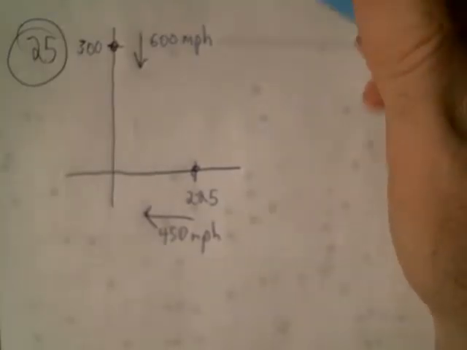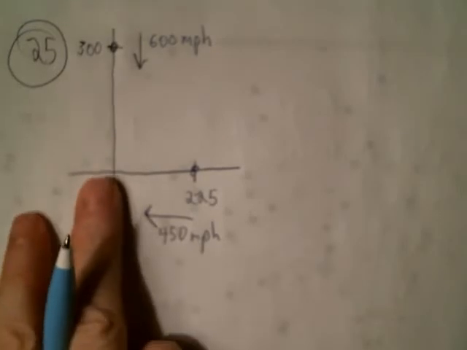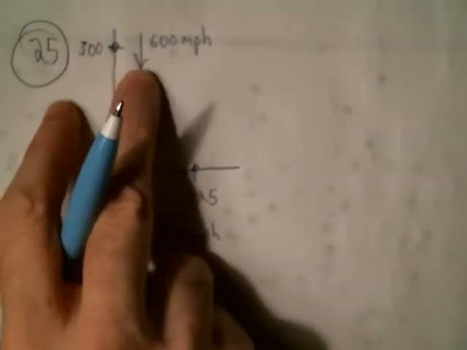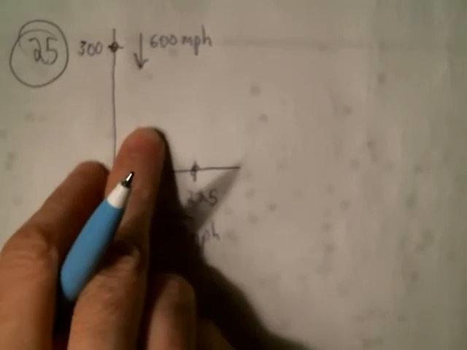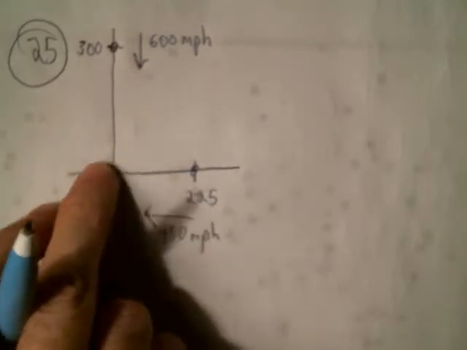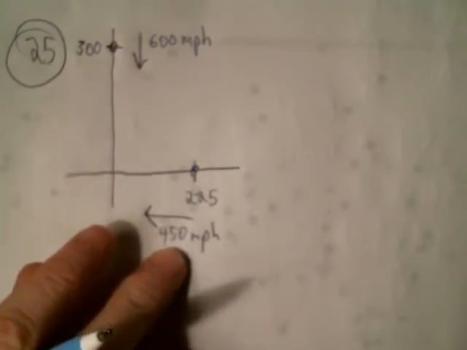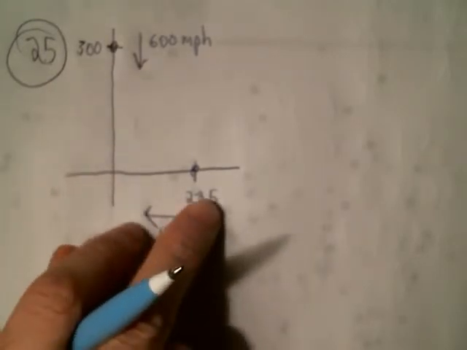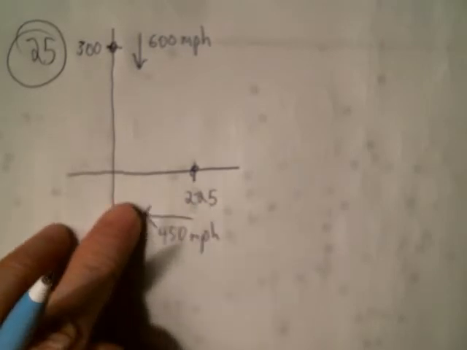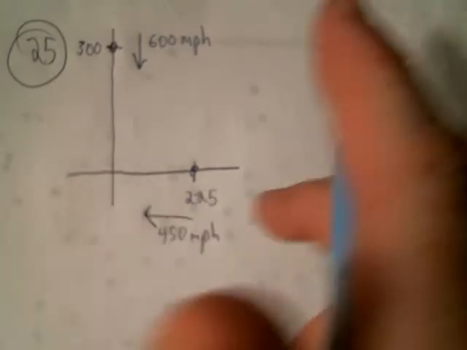Okay, so the problem is they're going to collide once they get to here. This thing's moving 600 miles per hour. In a half hour, it's going to be at this position, 0, 0. If this is moving 450, in a half hour it's going to go 225 miles. So it also will be at position 0.